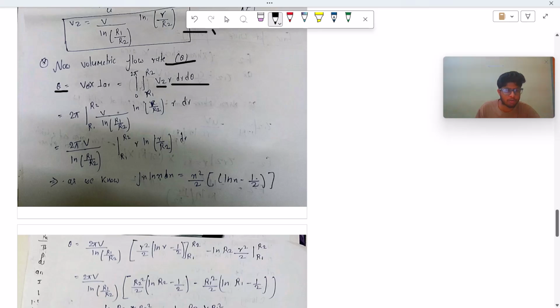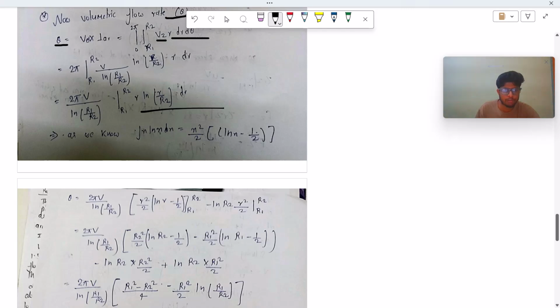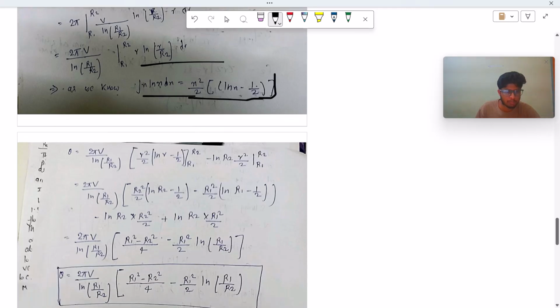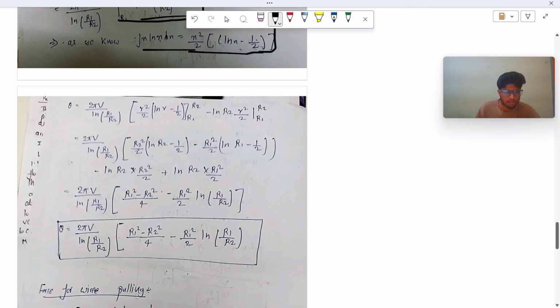So taking common all the things that are constant, 2 pi b upon ln r1 by r2, and integration from r1 to r2 of r ln r dr. As we know, the integration of x ln x dx is equal to x square by 2 into ln x minus 1 by 2. So after solving this integration term and putting in the values, you can see that we get a long term, this one. Here we can see that this term is cancelled with this term.